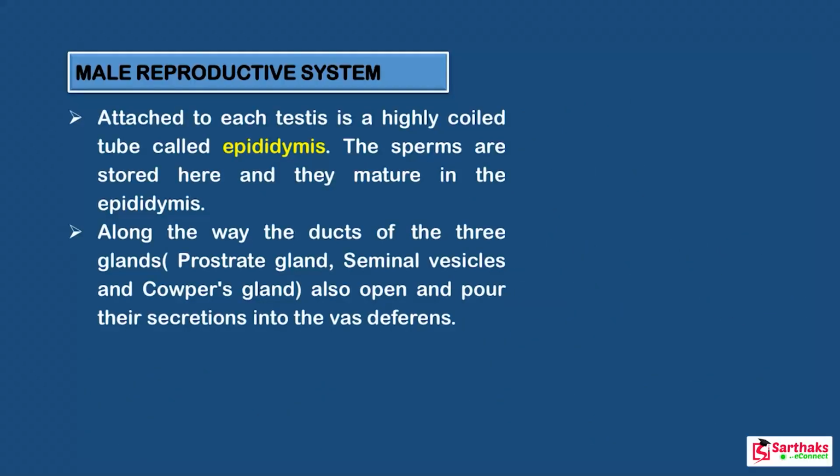Okay, whatever I told you now is written here. The testis is attached to the highly coiled structure known as the epididymis, and the sperms are stored here. They mature in the epididymis, that's why I am saying that sperms are stored here temporarily. Along the way of the duct, there are 3 glands present: the prostate gland, seminal vesicle, as well as the Cowper's gland. These also open and pour their secretion into the vas deferens.